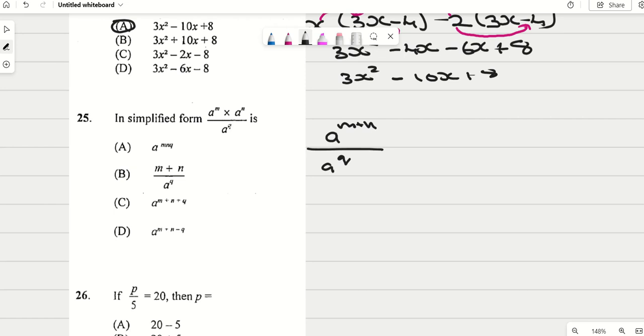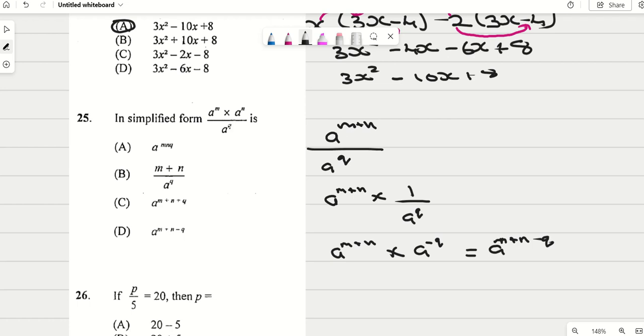But this is over a to the power of q. The next law of indices states that this would be a to the power of m plus n multiplied by 1 over a to the power of q. I'm just separating them, guys. And 1 over a to the power of q is a to the power of negative q, so this is a to the power of m plus n minus q.